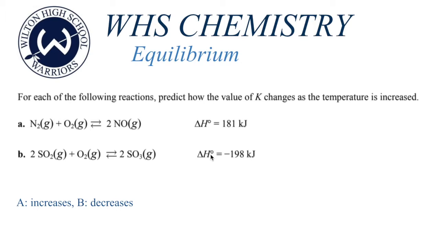Delta H in B is negative, so we're going to pretend that we're adding heat to the product side. When you're adding temperature to the product side, which is going to increase the total products, you're going to have to shift left, which is going to decrease the value of K.